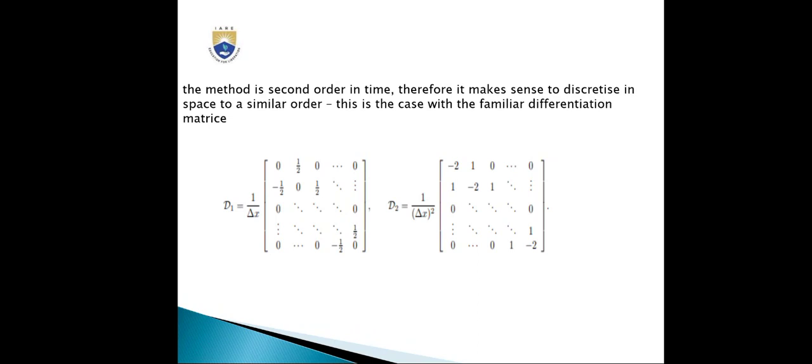This is the case with the familiar differentiation matrix D1 = 1/Δx times a 4 by 4 matrix which consists of 4 columns and 4 rows: 0, 1/2, 0, 0, then -1/2, 0, 1/2, and so on. Then D2 = 1/(Δx)² times the matrix with -2, 1, 0, 0, then 1, -2, 1, etc.